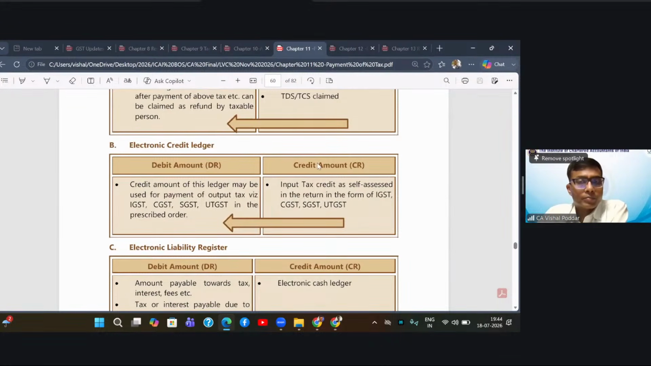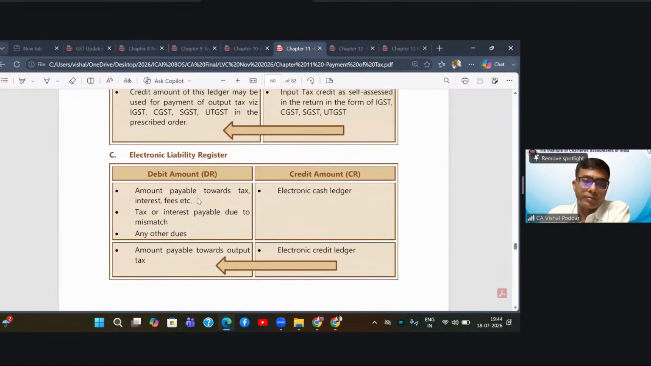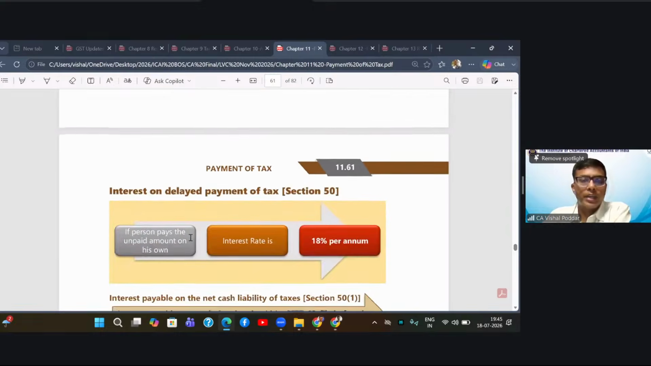Similarly, in the credit ledger, whatever amount you have taken as credit is credited, and whatever amount you have utilized for making payment of your liability is debited. In your electronic liability register, what is happening? On the debit side, you have your liabilities. And on the credit side, you have the amount which you have utilized either from the cash ledger or the credit ledger. So whatever is coming from the cash ledger and credit ledger is credited, and whatever liability is created every month is debited. Same logic, right?